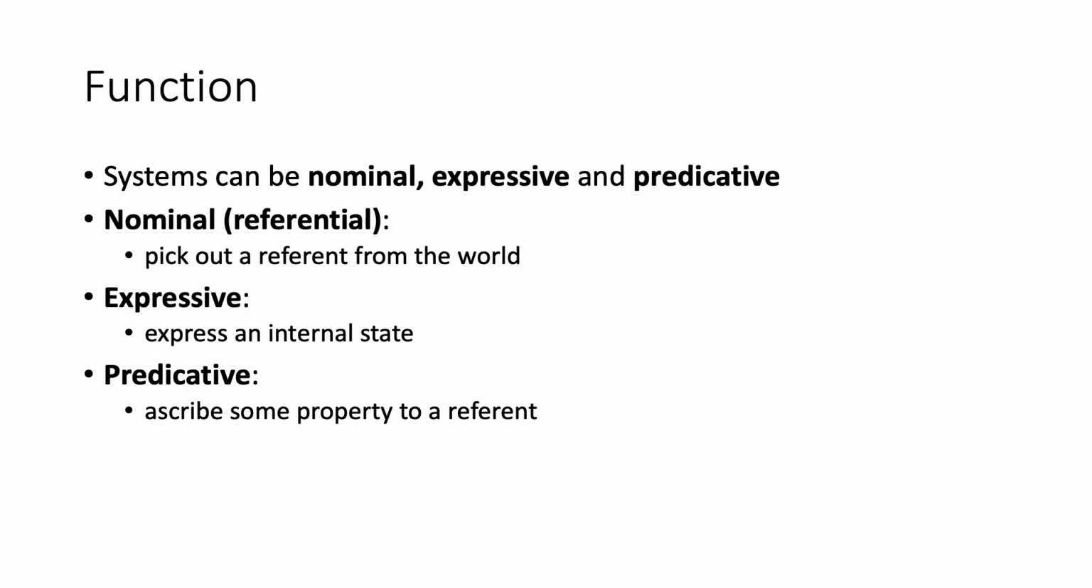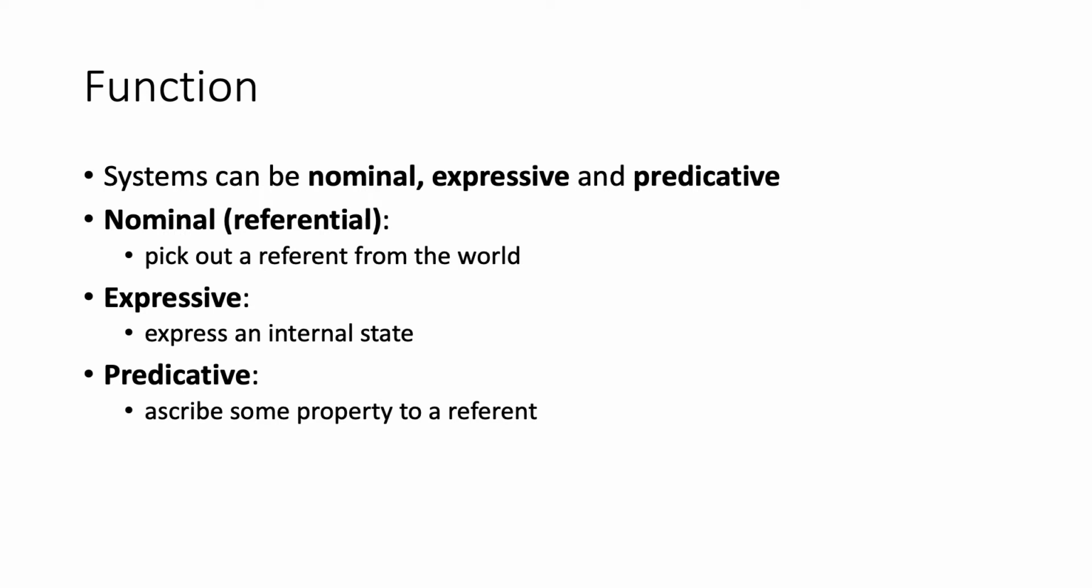In terms of function, communication systems can be nominal, expressive, and predicative. Nominal or referential systems are the ones that pick out a referent from the world. So they talk about the world around. For example, prairie dogs communicate about predators, right? So that's something that's in the world around them.